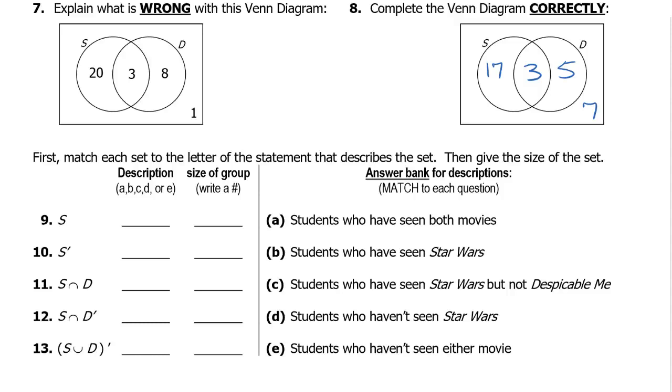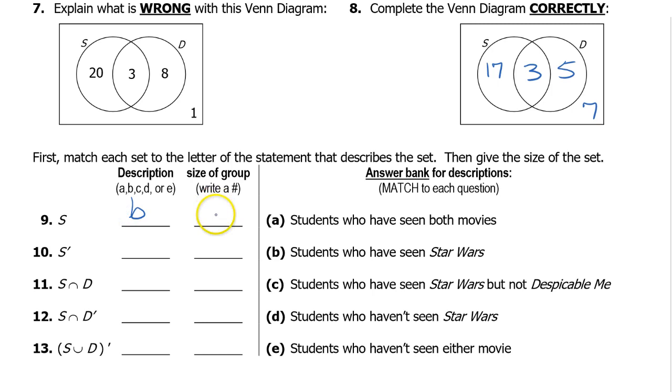All right, so now we're going to answer a few questions based on the diagram. Of course, we'll be referring back to the correct diagram as we answer these questions. So for problem number 9, set S, what does that represent? Set S is the set of students who have seen Star Wars. So we'll put a B right here because that's the correct description.